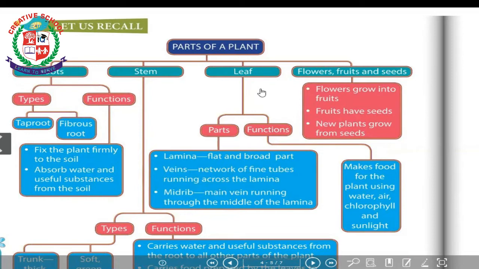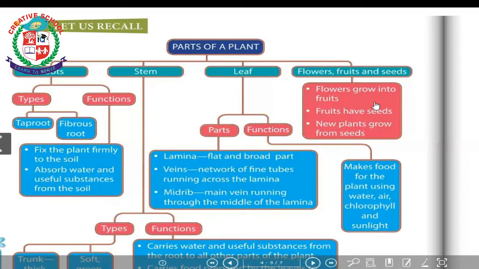The leaf contains lamina, veins and midrib. Lamina is a flat, broad part, and the vein is a network of fine tubes, and the midrib is the main vein running through the middle of the lamina. Okay. Now the flowers, fruits and seeds. The last part is flowers, fruits and seeds. Flowers grow into fruits and the fruits have seeds.